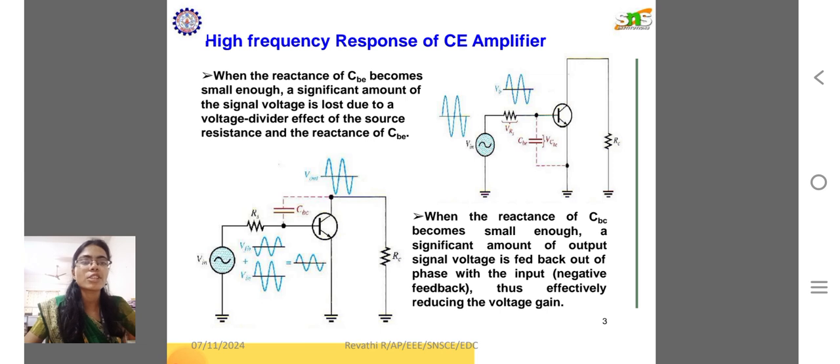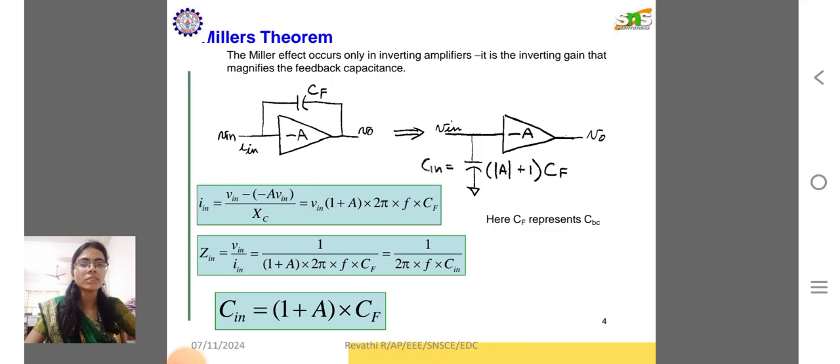High frequency response of CE amplifiers: when the reactance of CBC becomes small enough, a significant amount of output signal voltage is fed back out of phase with the input, a negative feedback, thus effectively reducing the voltage gain. When the reactance of CBE becomes small enough, a significant amount of signal voltage is lost due to a signal divider effect on the source resistance and the reactance of CBE. Miller's theorem states that in an inverting amplifier, it is the inverting gain that magnifies the feedback capacitance.